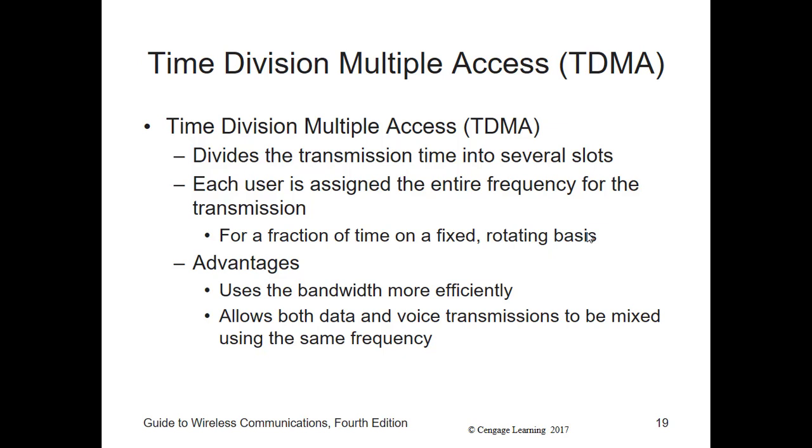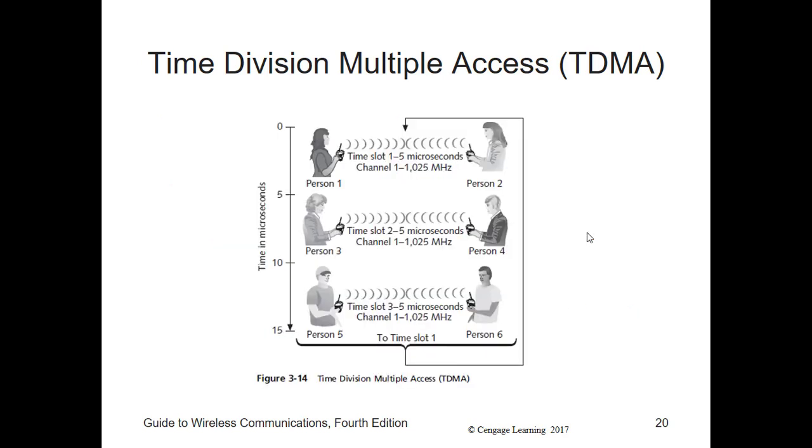Now, to overcome the problem of crosstalk, we came up with time division multiple access. Whereas FDMA divides bandwidth into several frequencies, TDMA divides the transmission into several time slots. Each user is assigned the entire frequency channel for a fraction of time on a fixed rotating basis. Because the duration of each time slot is short, the delays that occur while others are using the frequency are seldom noticeable. So here you can see an example of 6 users using TDMA. It is most often used with digital transmissions.